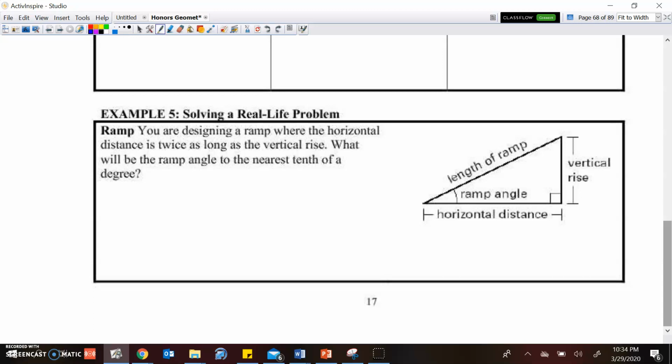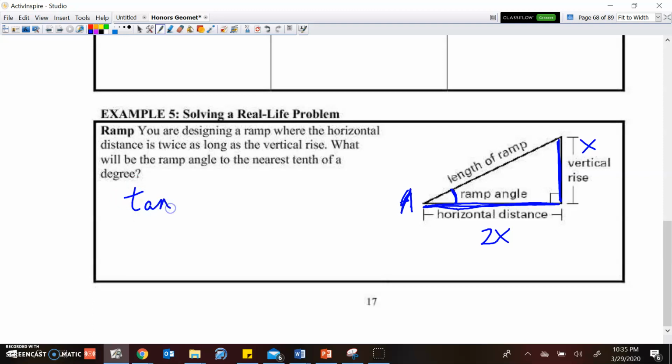Anyways, the horizontal distance is twice as long. So this is 2x, twice as long as my vertical rise. They want to know what the ramp angle to the nearest 1/10 will be, and that's this angle right here. Let's call that angle A. So from angle A, I have my opposite side is x, and I have my adjacent side that they're giving me information about. So that would be tangent.